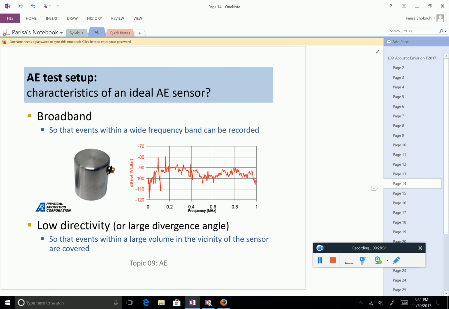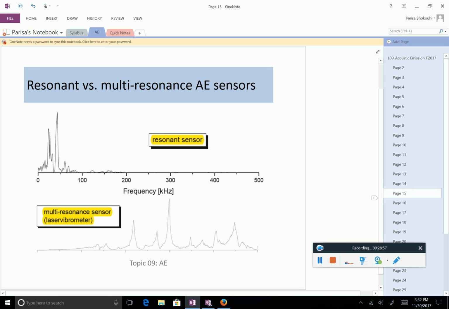That would be perfect. So you have a broad range. Another important thing, which is equally important, is that you want to have a sensor, if possible, which has a large divergence angle. You want your sensor to see everything happening around it. You don't want something that is just looking in front of it. You don't want that.